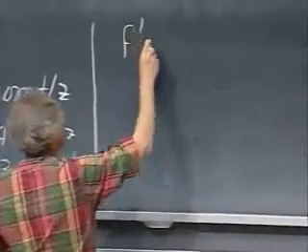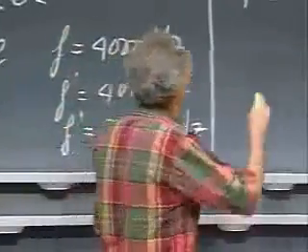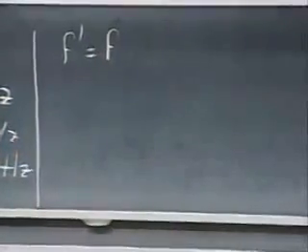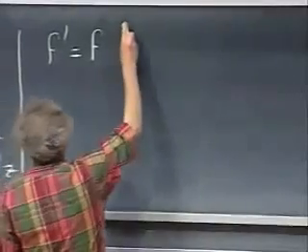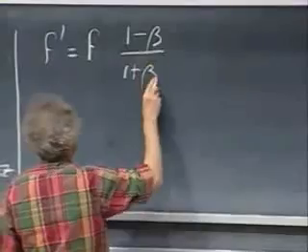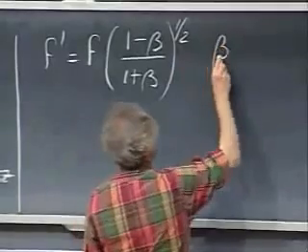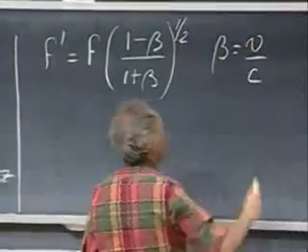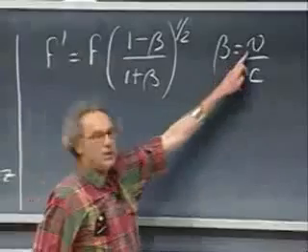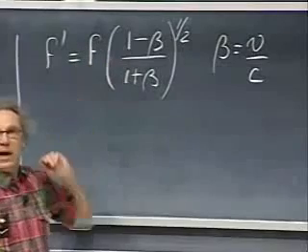f prime is the one that you receive. f is the one that is emitted by the transmitter. And we get here then f prime equals f times (1 minus beta divided by 1 plus beta) to the power 1/2. And beta is v over c, c being the speed of light, and v being the relative speed between the transmitter and you.